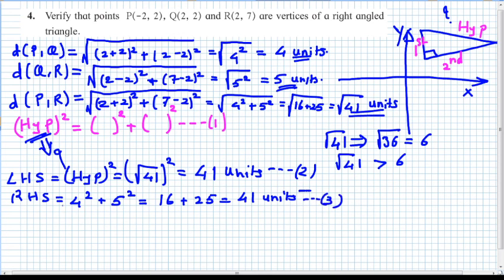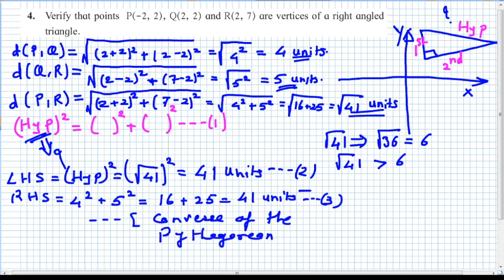From 1, 2 and 3, what have we got? From 1, 2 and 3, we can see that this vertex is actually from a right angled triangle. And what is the reason for that? It is the converse of the Pythagorean theorem. You have to remember that reason, right? Converse tells us that with one of the angles being 90 degrees, it is a right angle triangle. Converse of the Pythagorean theorem.